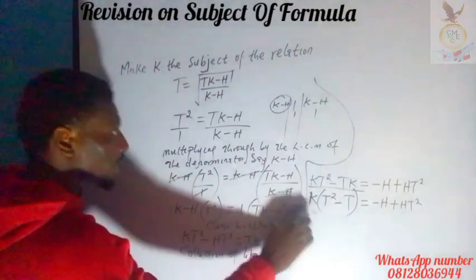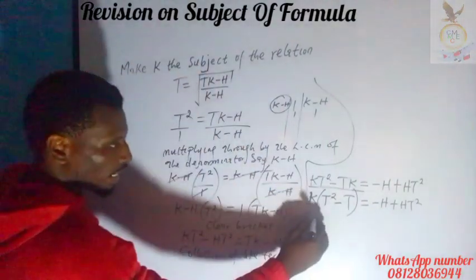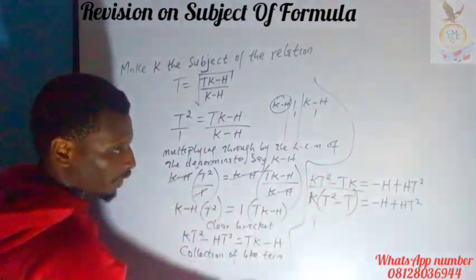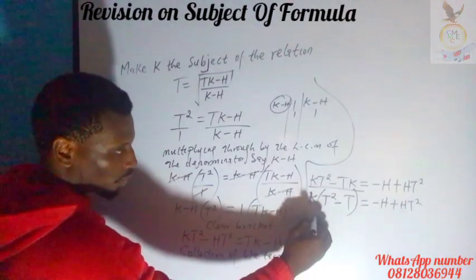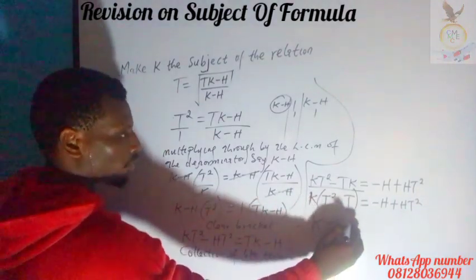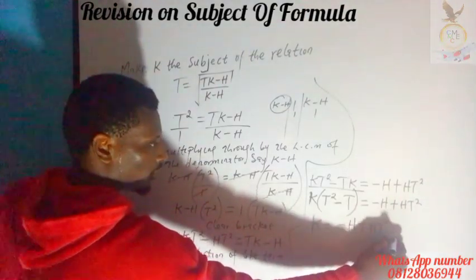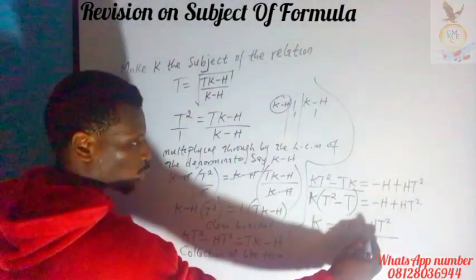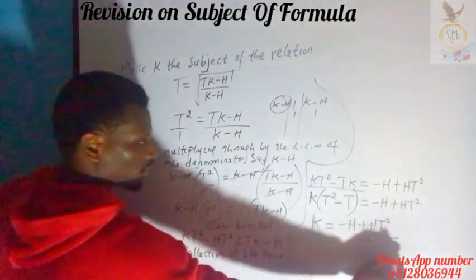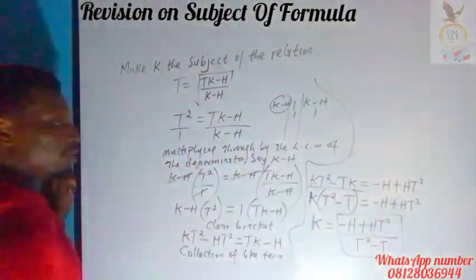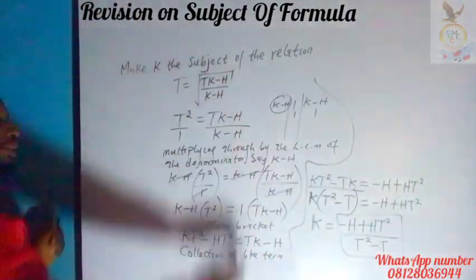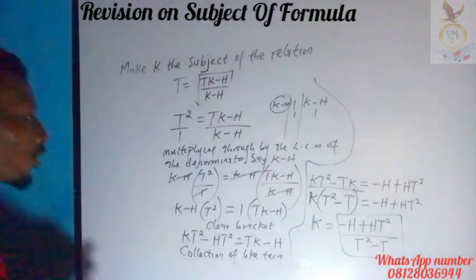So the question asks us to make k the subject of the formula. That is k, I'm going to divide by the coefficient of k, which is t squared minus t. So therefore, k is equal to minus h plus ht squared, divided by t squared minus t. So this is the answer to this question. So I've made k the subject of the equation. Let's move on to the third question.